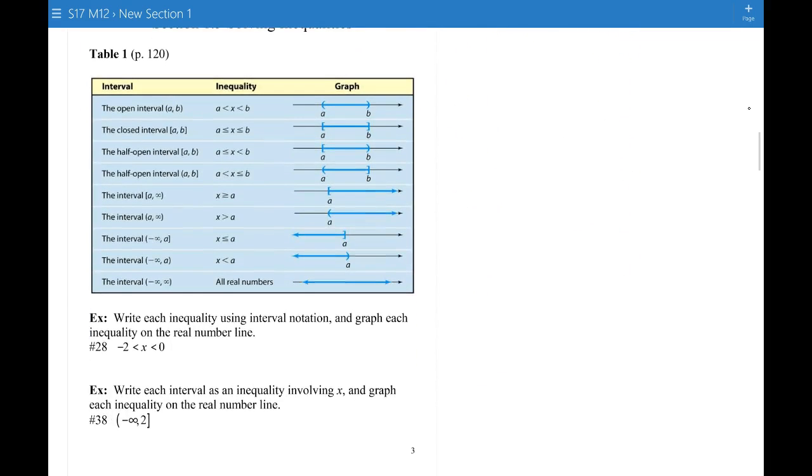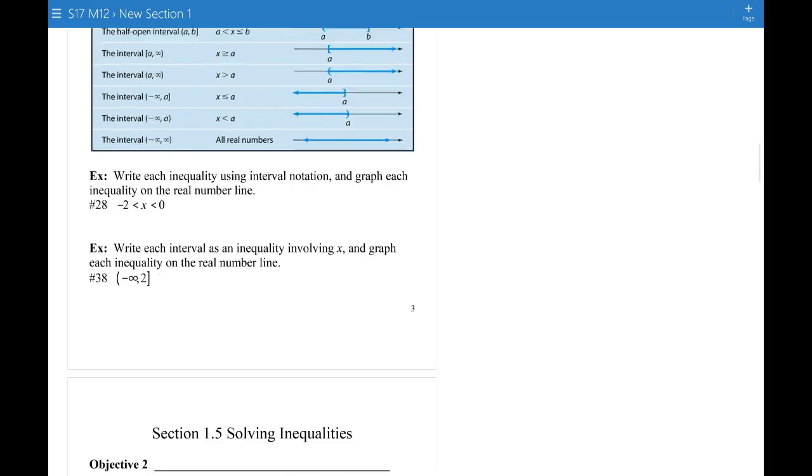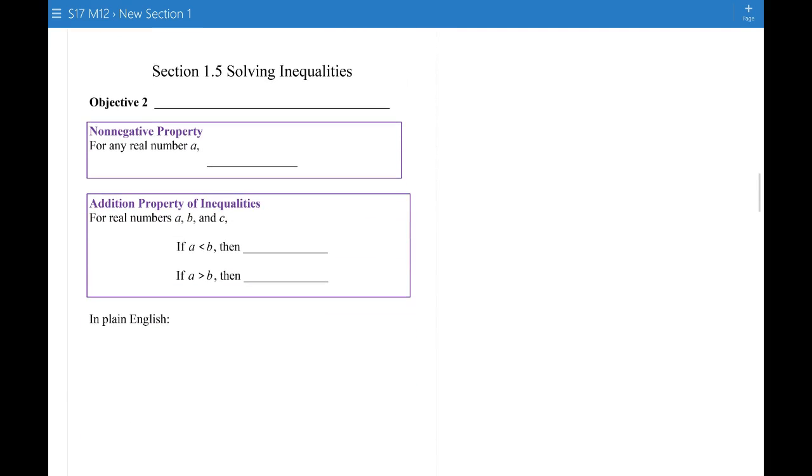Okay, then this table is in your book, so I just put it here for handy reference, and we'll do these examples in class quickly together. And we're moving on to objective 2, which is to use the properties of inequalities.